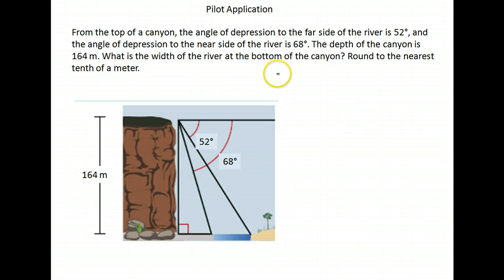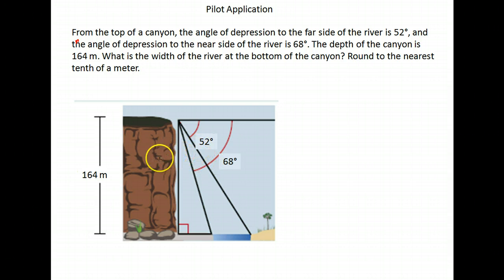Okay, let's do another application. It says from the top of a canyon, the angle of depression to the far side of the river is 52 degrees. Notice they've done that here. The angle of depression to the other side of the river was an angle of 52. And the angle of depression to the near side of the river, so here to the near side, here's our other bank, was 68 degrees. Again, they've labeled that for us.